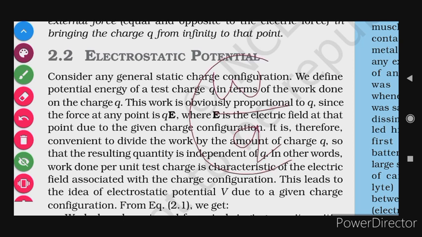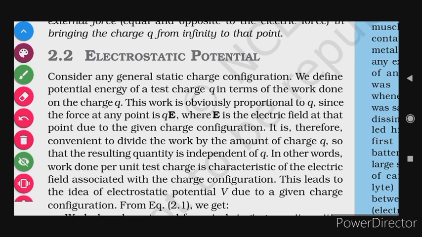So we get a quantity that we call potential, and that is the characteristic of that point. It is the work done per unit charge, showing how much effect the source charge creates at that point. It is independent of the test charge. Whether we place a charge there or not, there will be a potential there, and when we put a charge there, it has a certain potential energy.